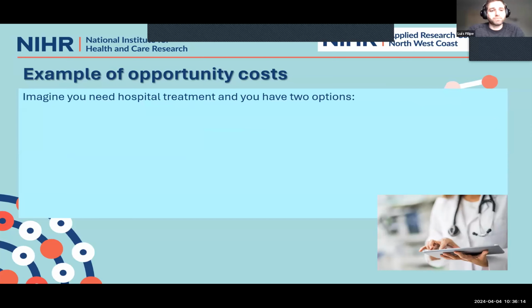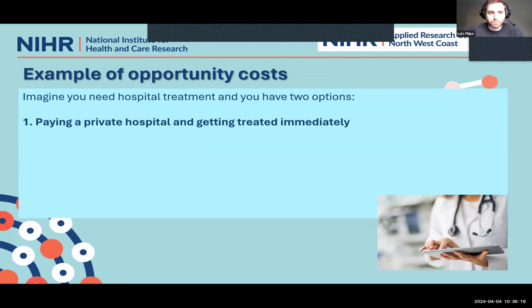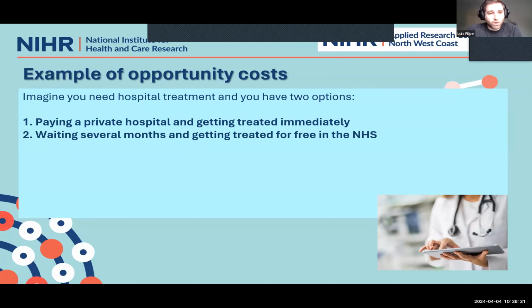So imagine, in this example, you need hospital treatment and you have two options. First option, you can go and pay for a private hospital and get treated immediately. So next day you get treated, that's it. Now, second option, you decide to go with the NHS, but you need to wait several months, and then you get treated, and you get treated for free. You don't pay anything. Now, first question, what is the opportunity cost of choosing option one?